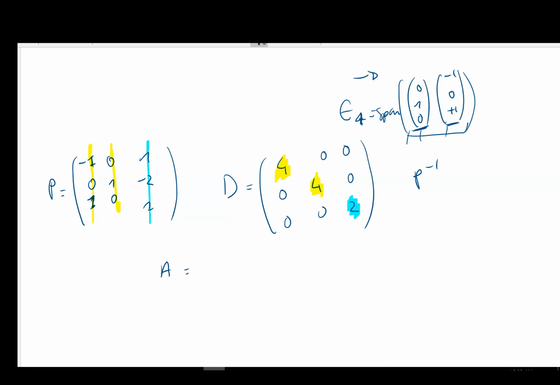You should compute P minus 1. We won't do this; I assume you know how to do that. And I've got that A is P times D times P minus 1. You can always check that this is correct by doing the computation again, right?